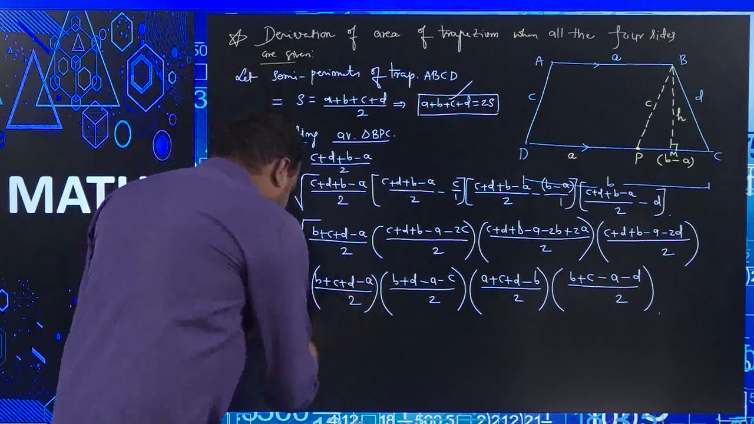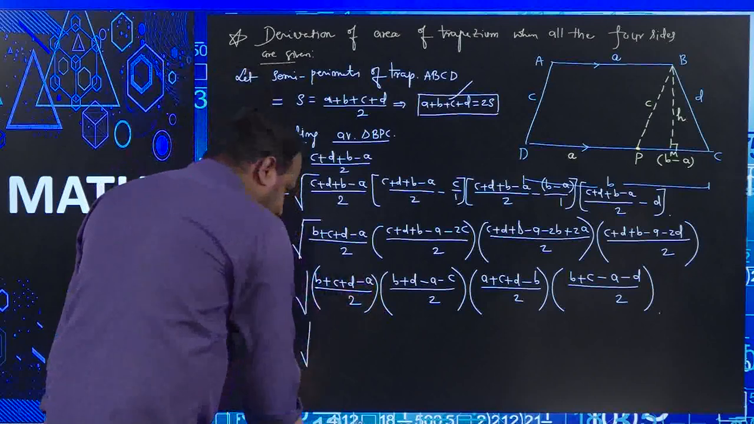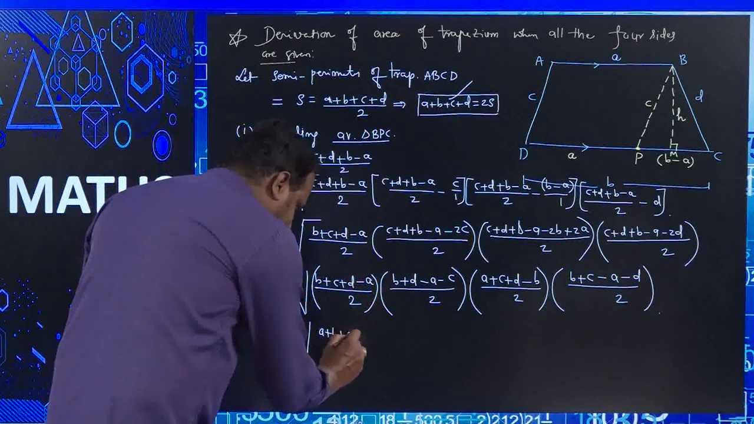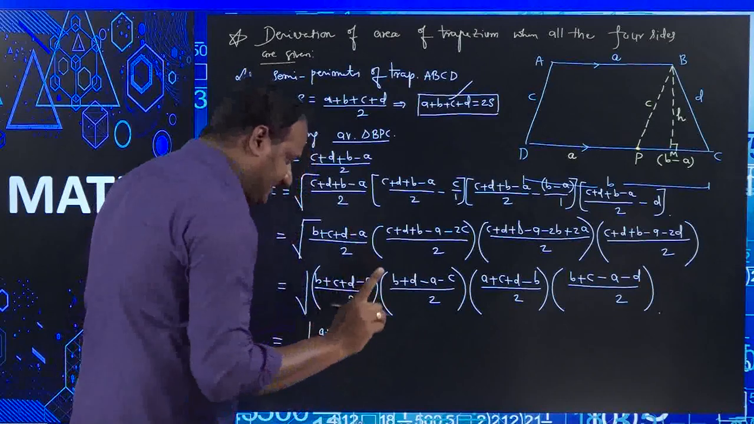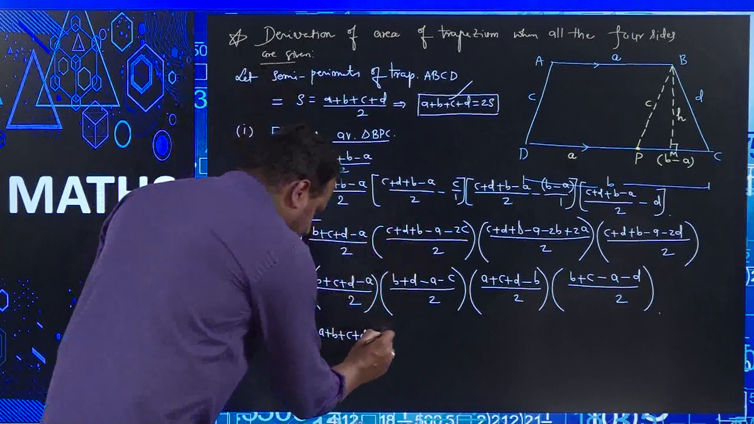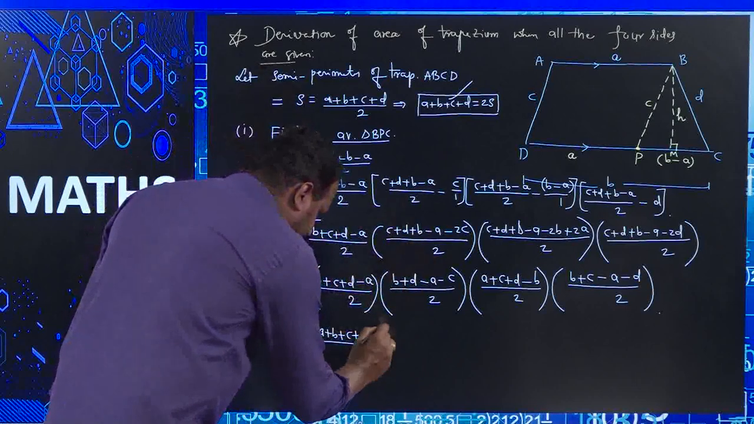So then this term will become square root. If I add one a, then it would be a plus b plus c plus d. Immediately, I will have to subtract one a. That minus a and minus a will become minus 2a, whole divided by 2. Hope you understand this step.